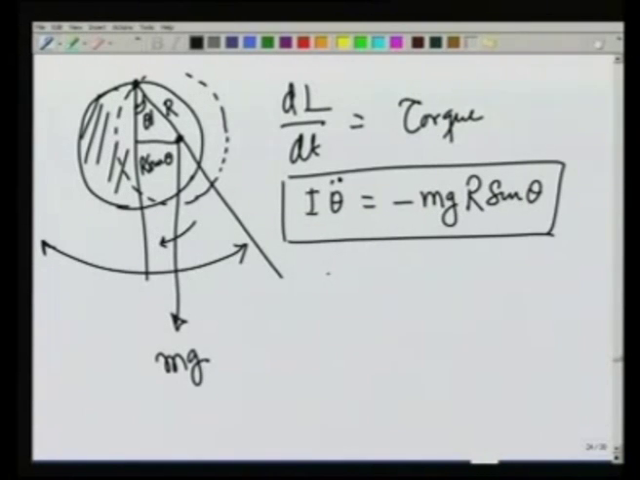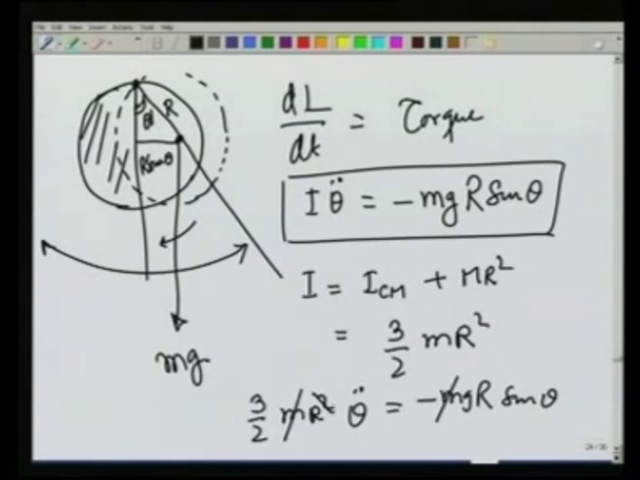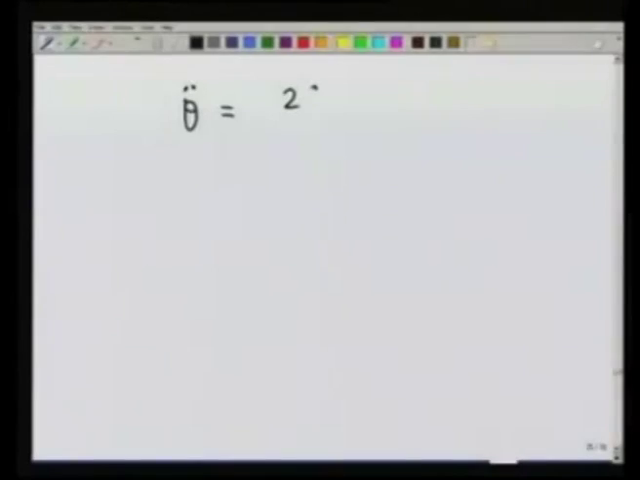Now I about the pivot is going to be I about cm plus mr square, which is going to be equal to 3 by 2 m r square. Therefore the equation of motion is going to be 3 over 2 mr square theta double dot is equal to minus mg r sine theta. M cancels, one of the r cancels, and therefore the equation of motion that I have is theta double dot is equal to minus 2g upon 3r sine of theta.